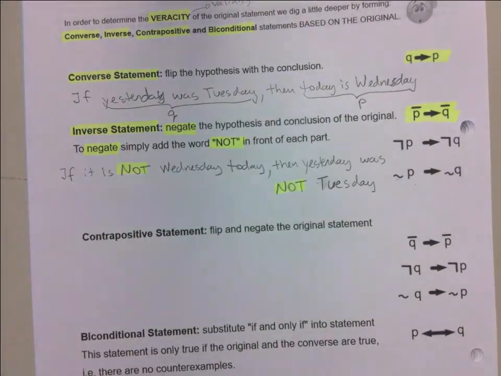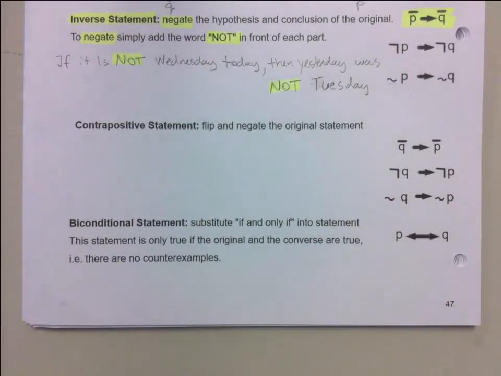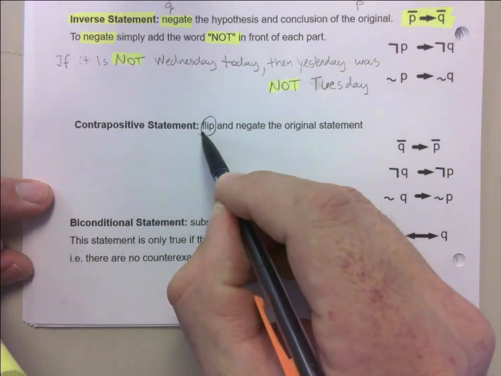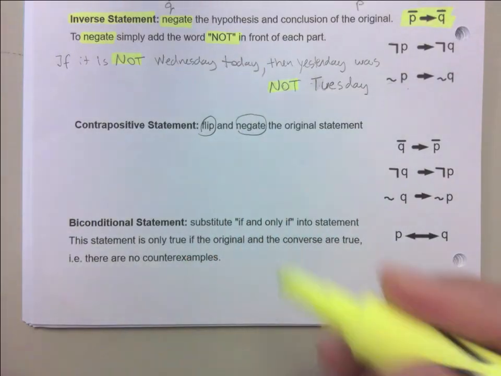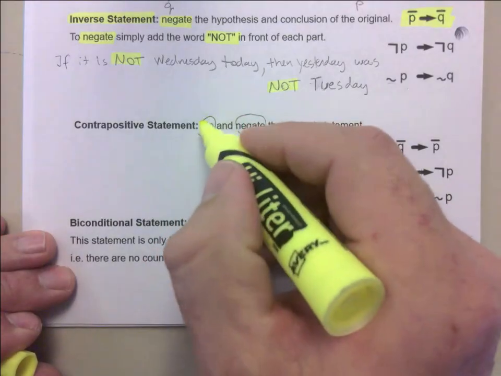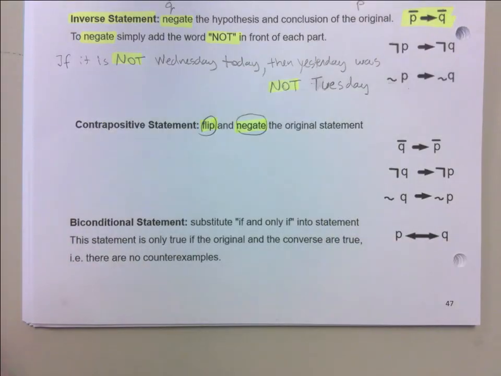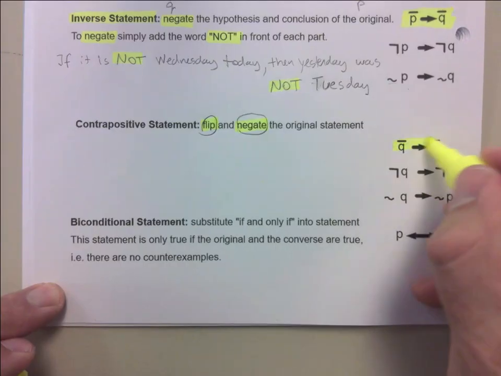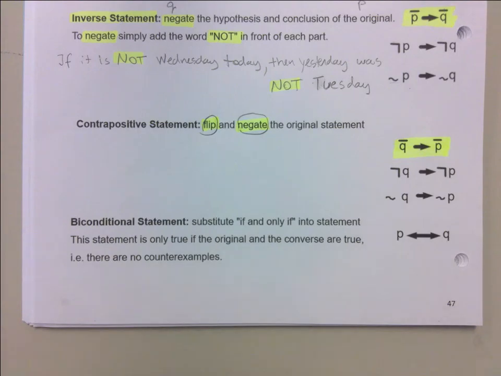Contrapositive. Contrapositive is when you flip and you negate. So you're basically turning it into converse, and then you're negating both. So it's kind of like a mix between converse and inverse. And I'm going to stick with this format right here, even though all three are saying the same thing.